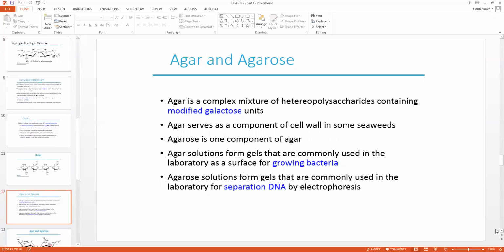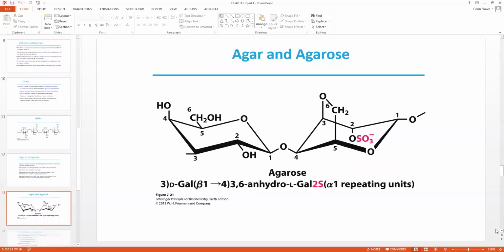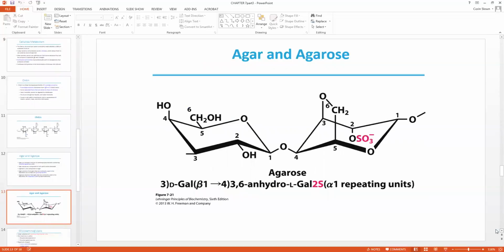And then we're going to finish up by talking about agar and agarose. So agar is a complex mixture of heteropolysaccharides that contain modified galactose units. Agar serves as a component of the cell wall in some seaweeds. Agarose is one component of agar. And agar solutions form gels that are commonly used in the laboratory as a surface for growing bacteria. Agarose solutions form gels that can also be used for the separation of DNA by electrophoresis. Here's an example of what agarose looks like. You can see the repeating units.